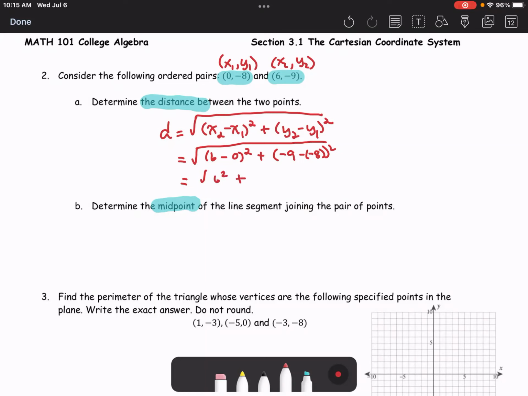plus the second term, which simplifies to -1 squared. 6 squared is 36, and -1 squared is 1. That means the distance between the 2 points will be the square root of 37.